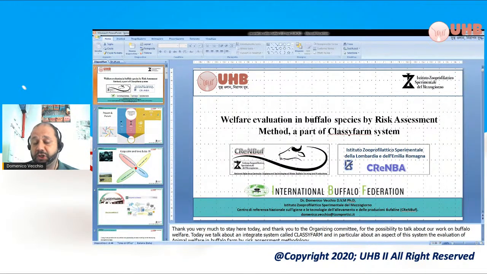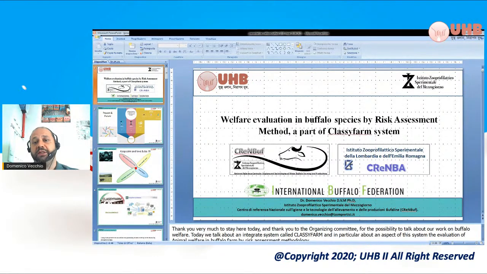To proceed with the categorization of the risk of breeding, the Italian Ministry of Health strongly wanted to equip itself with an effective system. Classyfarm is an integrated system aiming at the categorization of the farms according to risk assessment methodology. It is an innovation that allows to facilitate and improve the collaboration between the breeders and the competent authority to raise the level of safety and the quality of food of animal origin.